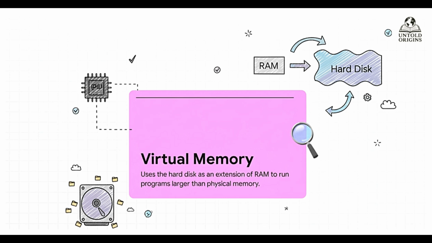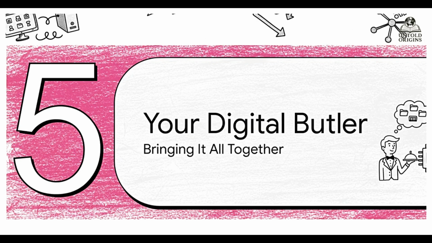It's so clever. The OS uses a portion of your much slower but much larger hard drive as if it were an extension of your super fast RAM. It's constantly swapping pieces of programs in and out of that real RAM as they're needed, which creates this amazing illusion that you have an almost infinite amount of memory. This is exactly how you can run massive applications on a machine with just a few gigabytes of actual physical RAM. It's incredible.